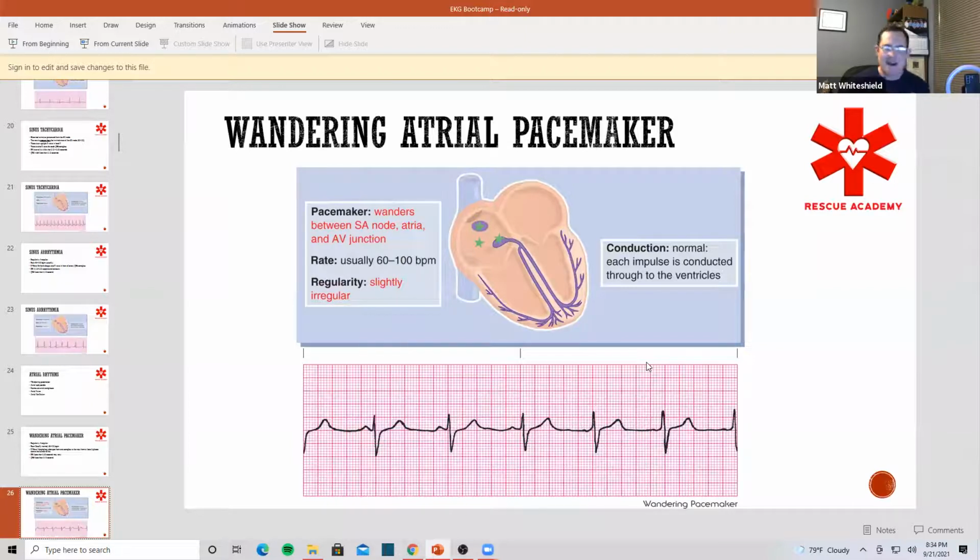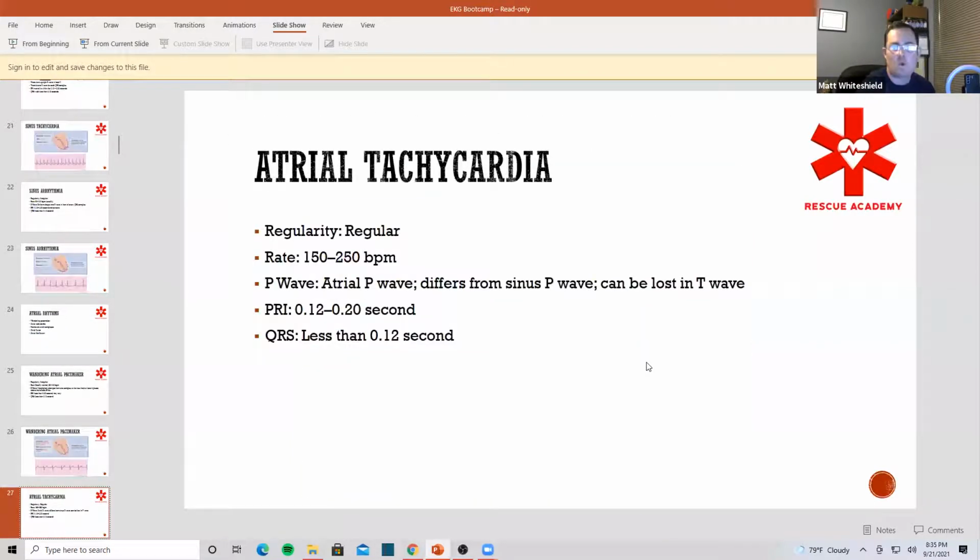We call that ectopic foci, right? It's coming from a different location in the conduction system. And this is exactly an example of showing you what ectopic foci looks like in the atrium, or just with P waves in general. Okay, still looks like normal sinus rhythm. It's just different looking P waves. That's a wandering atrial pacemaker.